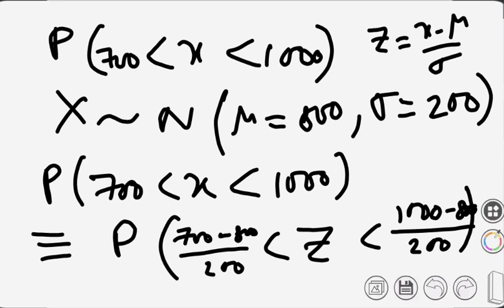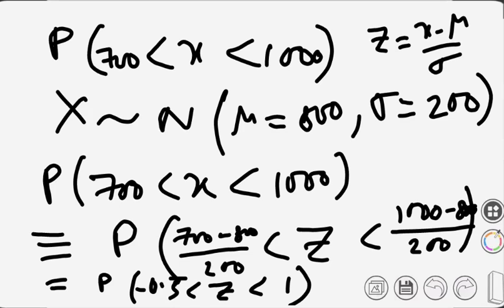So what will be the value? That is equal to probability z lying between minus 0.5 to plus 1. Okay, let's make it 1000 instead... let's make it 1100. Let's make it 1120. So it will be 1120.